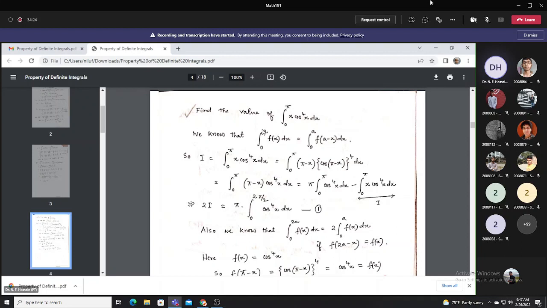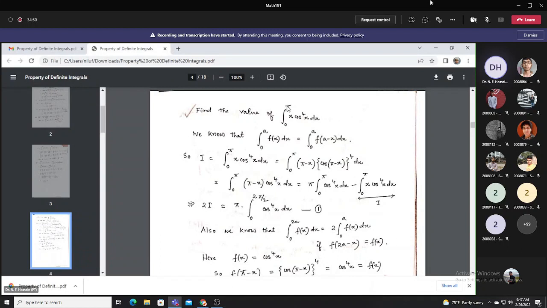How? Let us use this property. It was property number 4. I told you in the beginning that this property is very, very important. Integral 0 to a f(x) dx equal to integral 0 to a f(a minus x) dx. So first you use this property here. In the whole of this function, you just replace x by a minus x, and your a is pi.